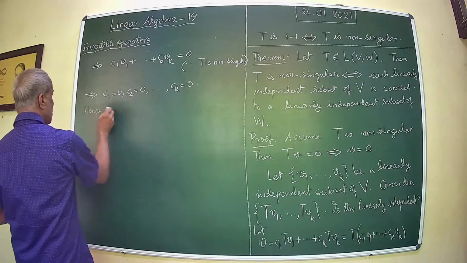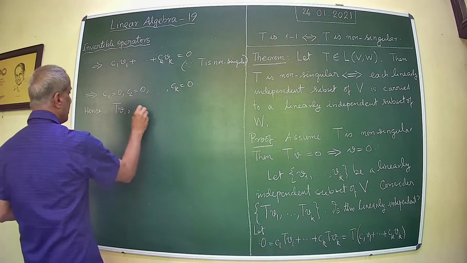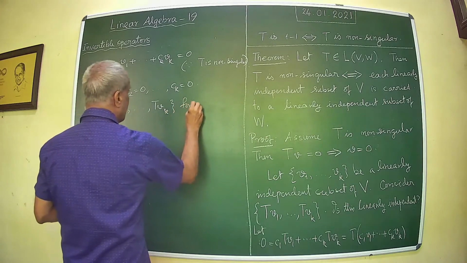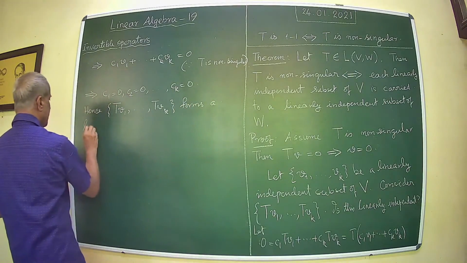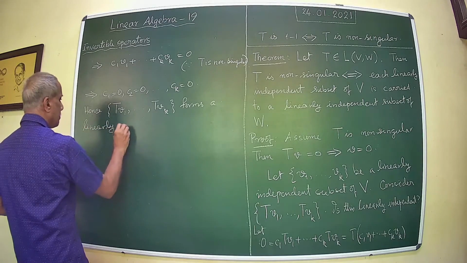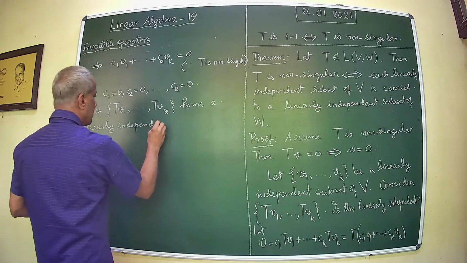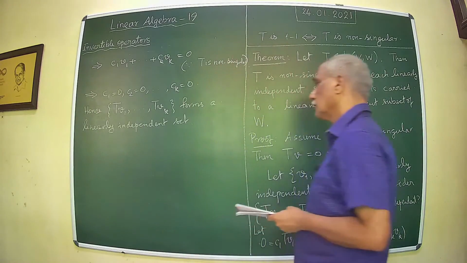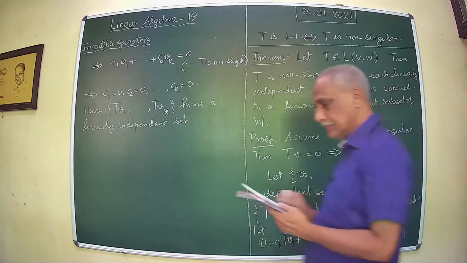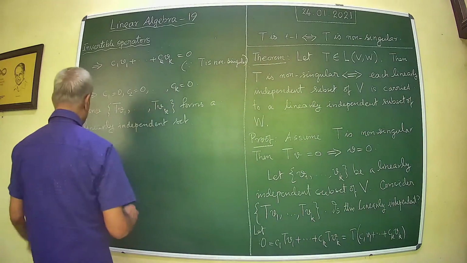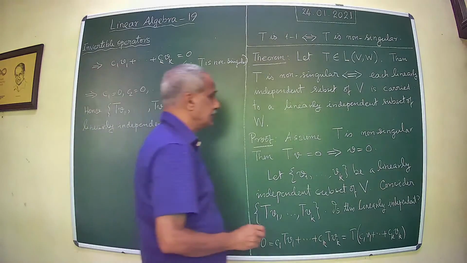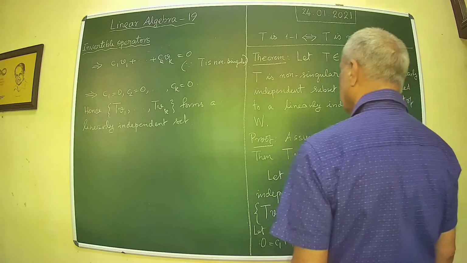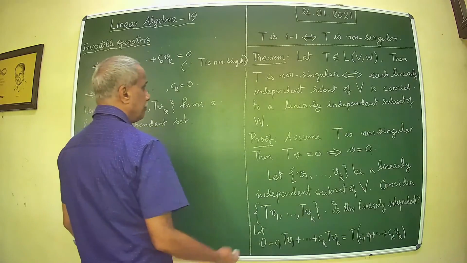Hence Tv1 is a linearly independent set. Now let us consider the converse. So hence T non-singular implies each linearly independent subset of V is carried to a linearly independent subset of W. So now we prove the converse.